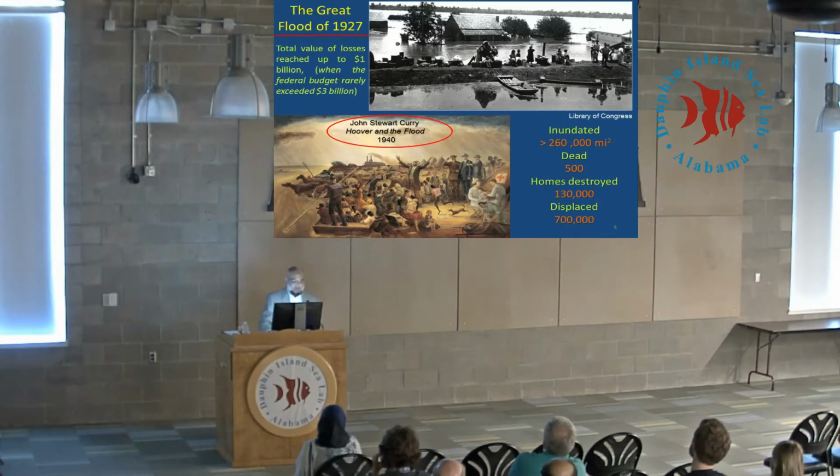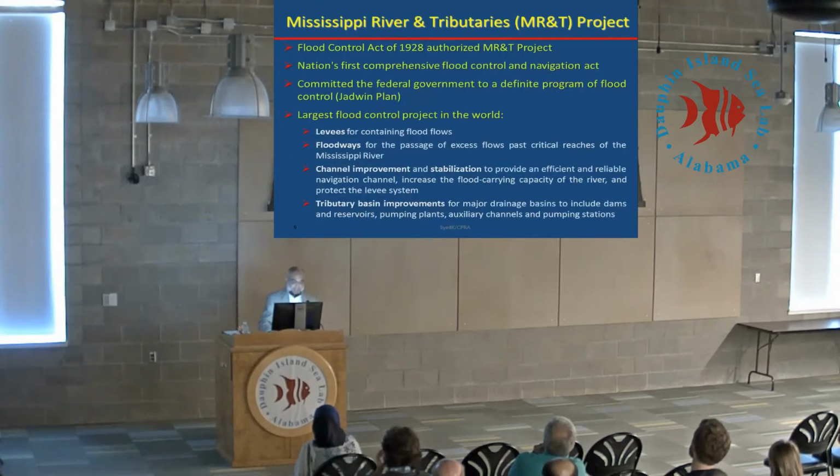The point I want to make is that the losses at that time were 1 billion dollars, and the federal budget was hardly 3 billion. So you can imagine the devastation, and naturally people will do whatever it takes to correct the situation, and that's what was done. The Flood Control Act of 1928 was authorized at that time, the nation's first comprehensive flood control and navigation act.